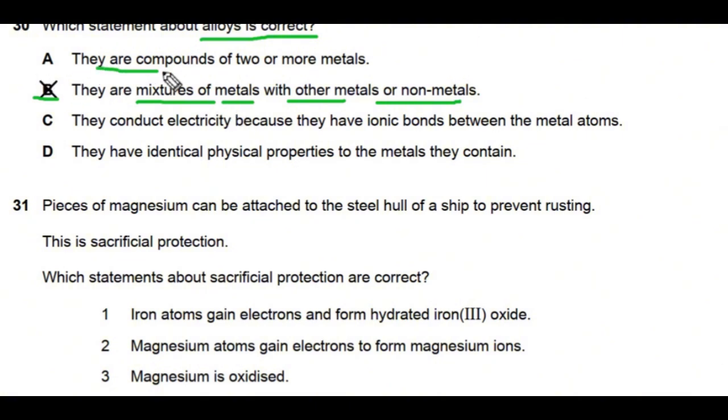A is wrong. Why? They are compounds of 2 or more metals. No, they are mixtures. They conduct electricity because they have ionic bonds between the metal atoms. This is wrong.